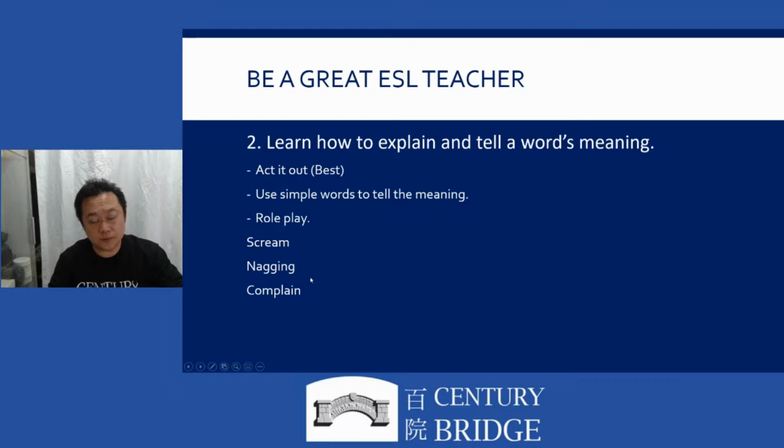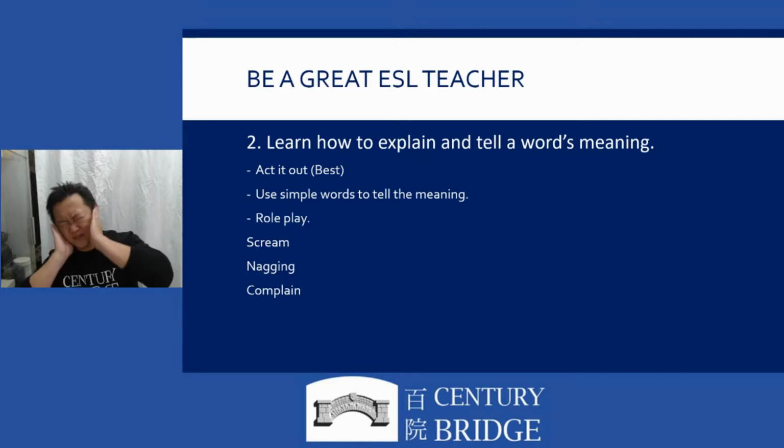Some teachers like to use the dictionary and just tell the students the definition from the dictionary. That is okay, but the student usually still doesn't understand the meaning after you tell them the dictionary definition. So the best thing is to use words the student understands to explain the meaning. For example, for the word nagging, I will say, talk too much. Just talk too much, and you feel it's very noisy, and that is the meaning of nagging.